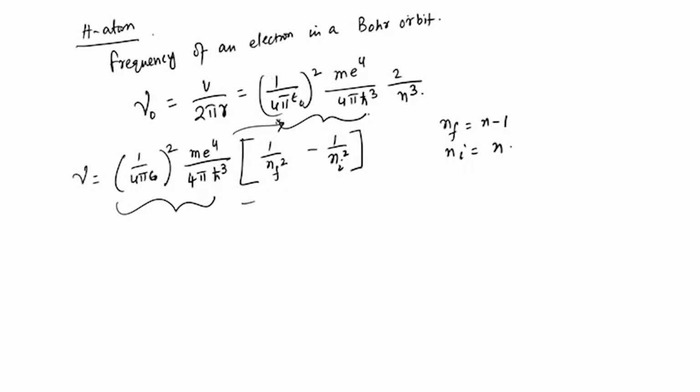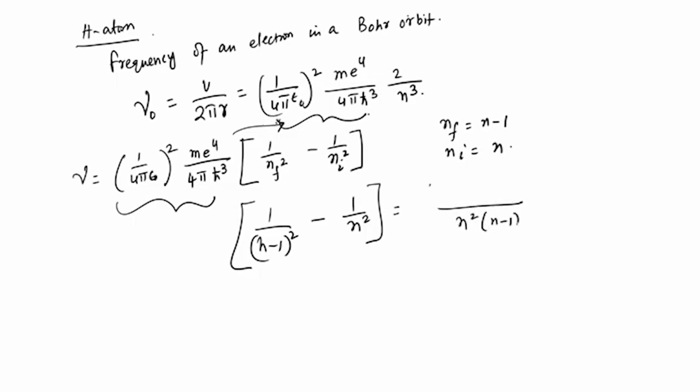So, if you look at the bracket that we have written here, this is 1 by n minus 1 whole square minus 1 by n square. So, there is n square minus n minus 1 whole square. We can open up the bracket, which is n square, and there is a 2n, and then there is a 1. So, this n square would cancel, and we have this equal to 2n minus 1 divided by n square times n minus 1 whole square.